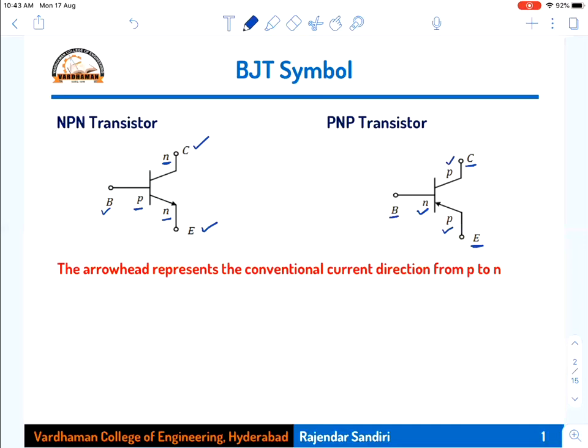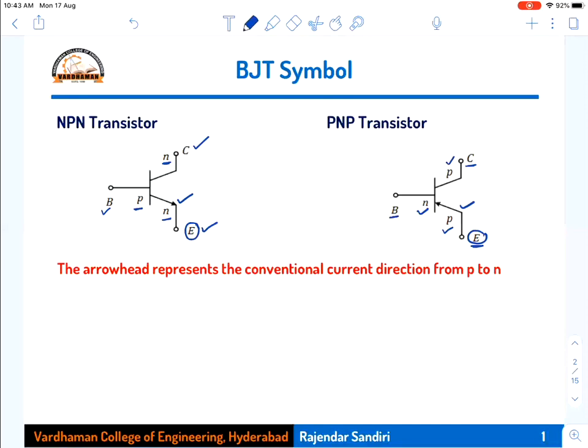In both cases, the symbol is distinguished by the arrow. Where is the arrow present in this symbol? The arrow is present in the emitter terminal. If you see this emitter terminal, you have got an arrow, and if you see the PNP transistor also, you have got an arrow on the emitter terminal. So the emitter terminal has an arrow, but in both cases the arrow direction is opposite.